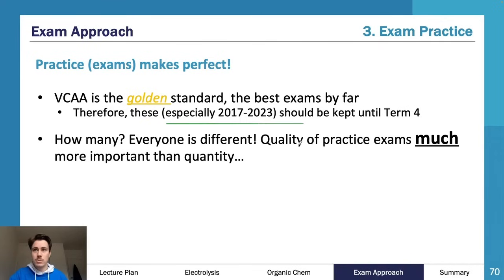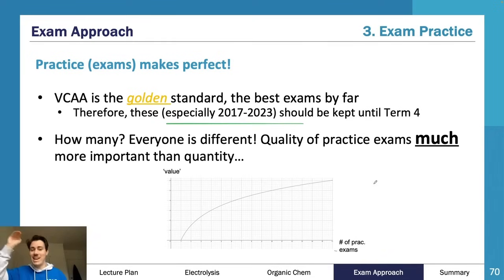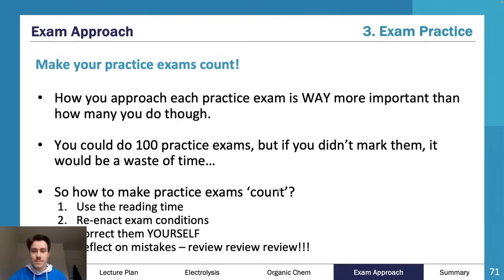Please do not. And how many? Well, it's really important that it's quality over quantity. This is a graph you will see when people talk about knowledge. You will plateau. You will reach a point where it's really hard to get any further. It's natural. But the number of practice exams doesn't necessarily give you value. It's quality over quantity. Really important. And also really important, the way you approach exams is probably the most important.